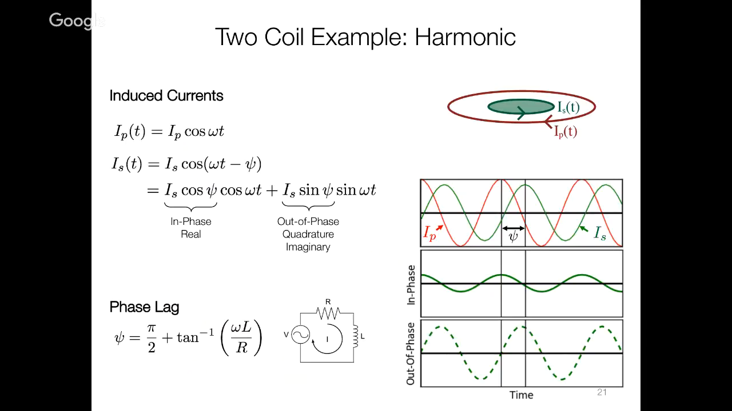Okay, so this has got to be a mathematical description of what is there. Our primary field is cosine, you know, our currents in our target also have to be cosine. The only thing that can happen is, you know, change the amplitude or change the phase or both.